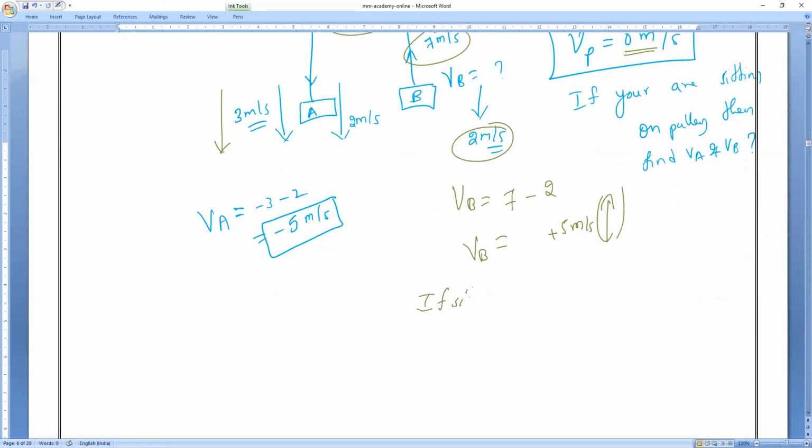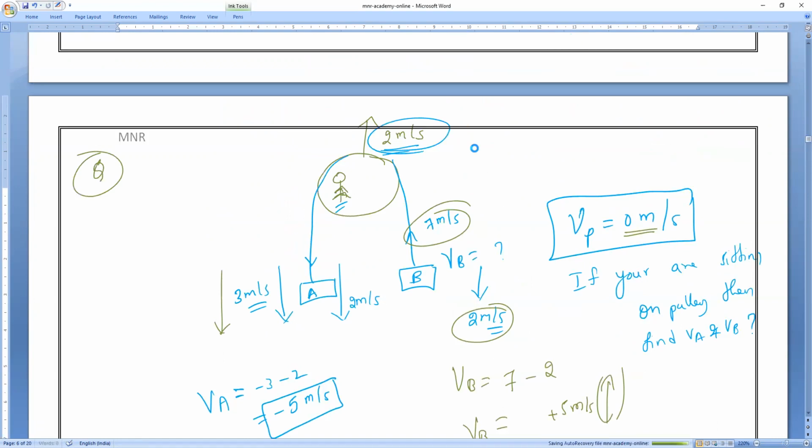So here I am giving the statement. If an observer sits on the pulley, you just have to add the pulley speed in the opposite direction. That's all. Add the pulley speed in what direction? Opposite direction. As the pulley is moving upward, opposite direction means downward direction only. Am I right, everyone? So downward direction.